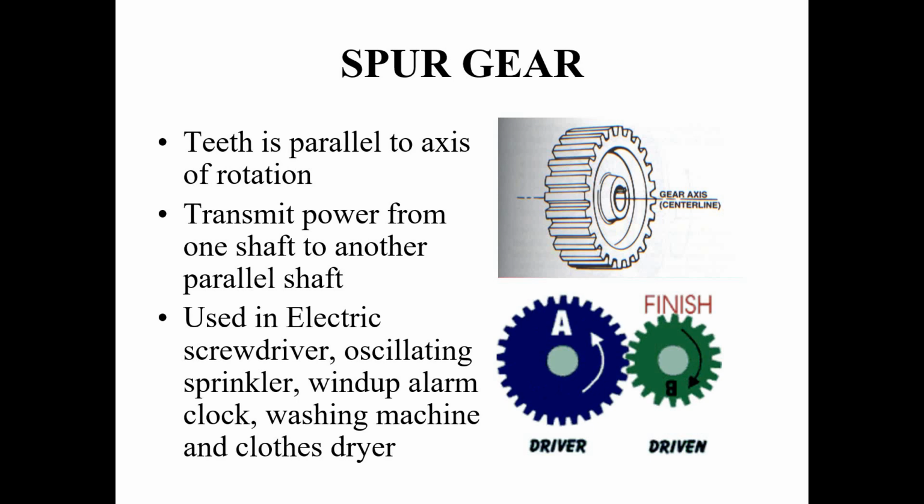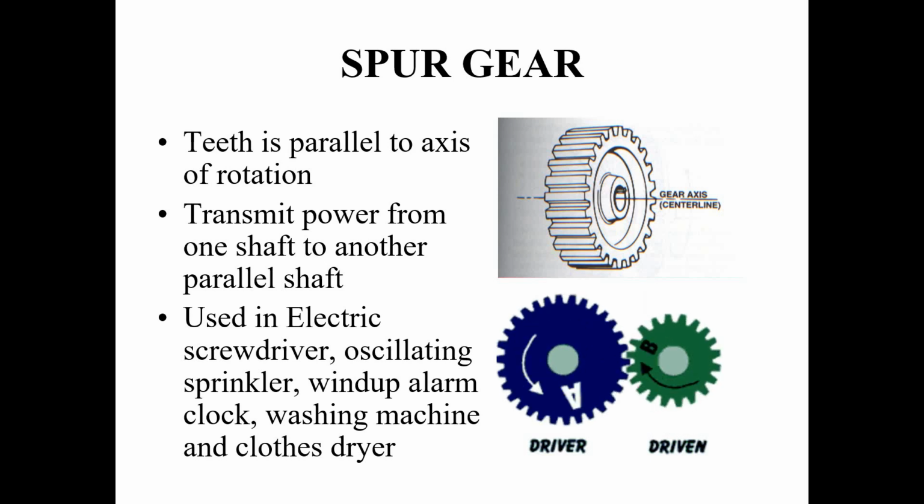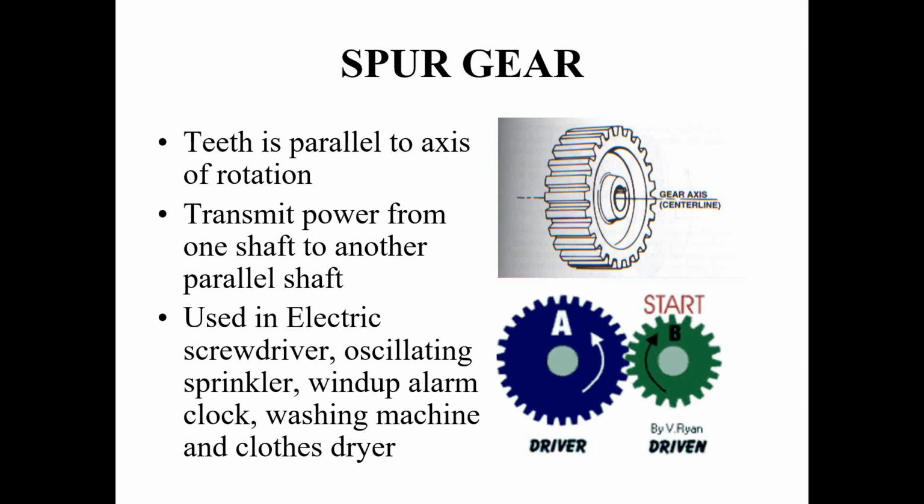It is used in many applications, like an electrical screwdriver, oscillating sprinkler, and washing machine. It can be applied in many ways. In the figure you can see gear A will rotate in anti-clockwise direction and B will be rotating in clockwise direction.